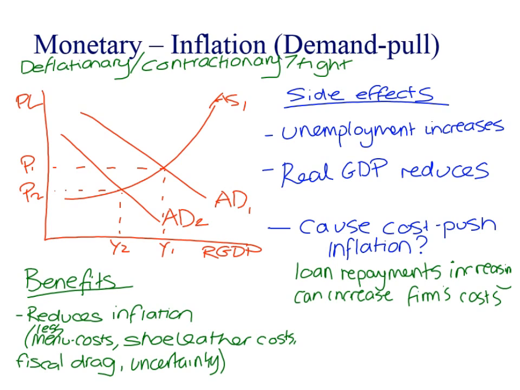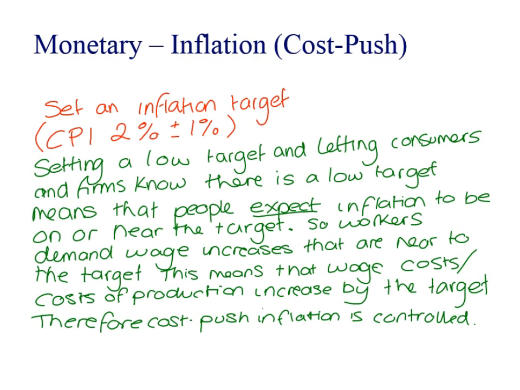So what should you do with monetary policy if you're trying to control cost push inflation? Quite different actually. What can you do? You could reduce the interest rate to try and lower firms' cost of production. But the main way that the government control cost push inflation is through setting an inflation target. So we have a target of CPI 2% plus or minus 1%. So it's between 1% and 3% our target inflation.